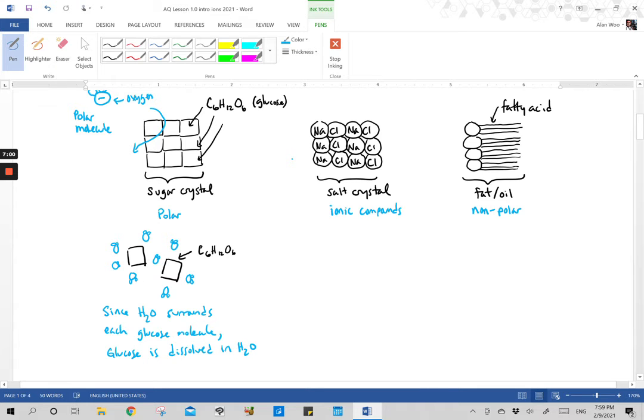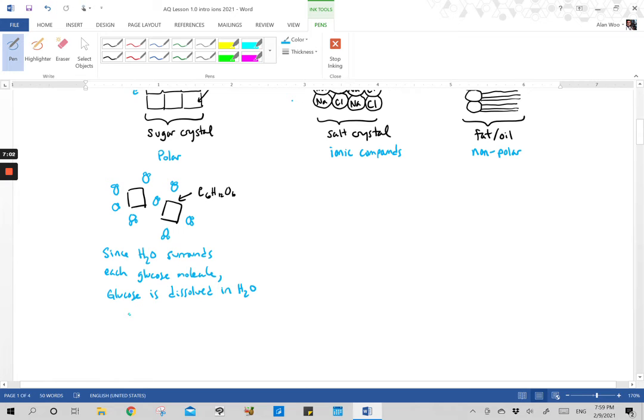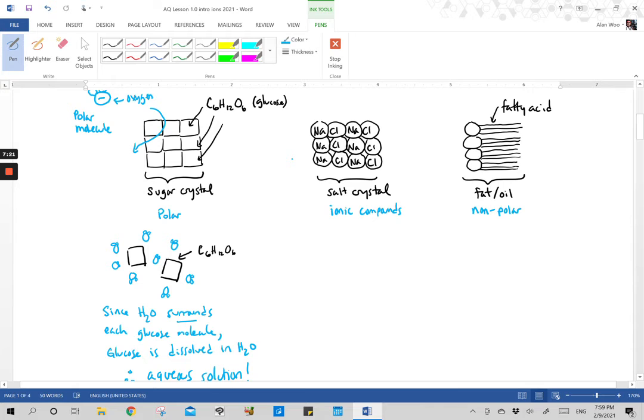So if glucose is dissolved in water, you therefore have an aqueous solution. Okay. So the key is when things are surrounded by water, they tend to dissolve in water. So every molecule of glucose that makes up the crystal is going to be separated into individual molecules and then surrounded by water.